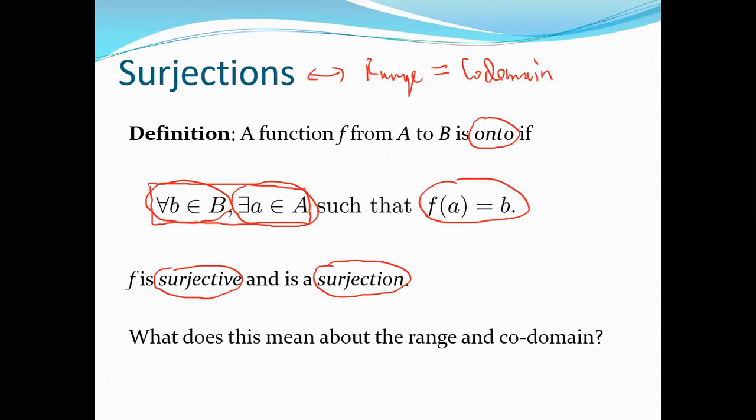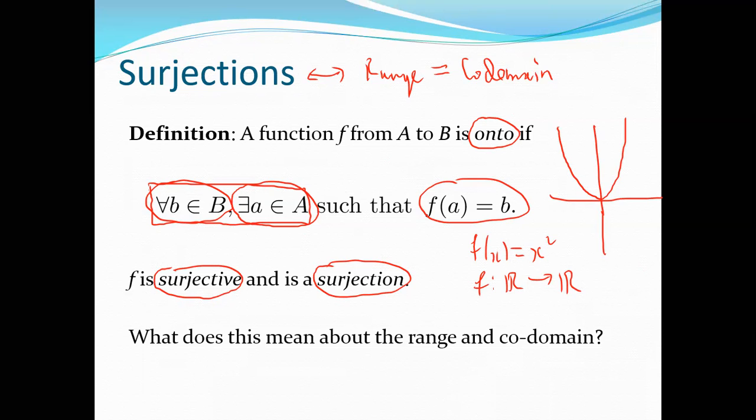So for instance, let me think here. f of x equal to x squared, where f goes from the real numbers to the real numbers. Think about this. Here's the graph. What's the problem?